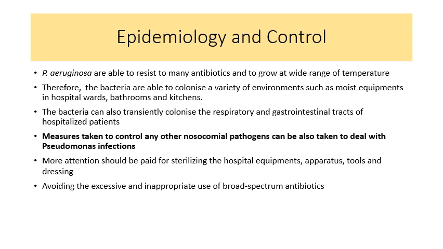The bacteria can also transiently colonize the respiratory and gastrointestinal tracts of hospitalized patients, and this also helps in spreading the bacteria within the hospital. The measures that can be taken to control the spread of infection with this organism are the same as those for any other nosocomial pathogens. More attention should be paid to sterilizing hospital equipment, apparatus, tools, and dressings, and to avoiding the excessive and inappropriate use of broad-spectrum antibiotics.